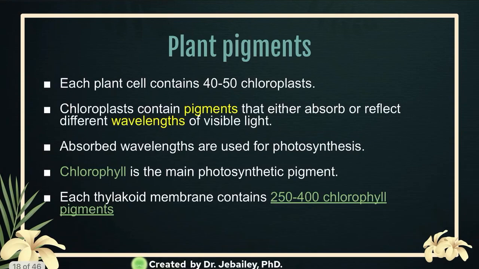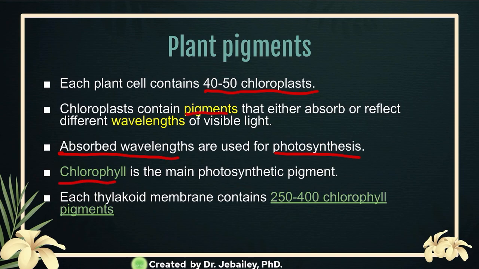So let's talk about how many pigments there are. Now, usually there are about 40 to 50 chloroplasts in each plant cell. So we have trillions of plant cells, and you can imagine there are trillions of chloroplasts. And these chloroplasts have zillions of pigments that absorb a certain type of wavelength. In this case, they absorb all colors except green. And when they absorb this energy, it is used in photosynthesis. So you're using the energy of the red and the energy of the blue, for instance, to make glucose. And of course, chlorophyll is the main pigment of all the plants.